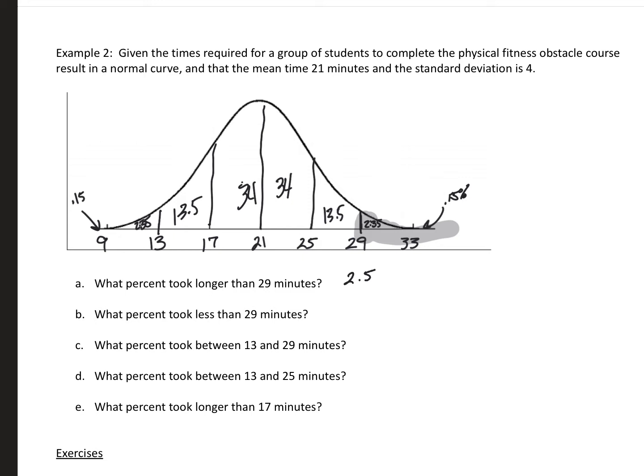Now let's take a look at the next one and think about this real quick. What percentage took less than 29 minutes? Well, if 2.5% took more than, all we need to do is subtract that value from 100%. So if this is the case, we are talking about 97.5%.